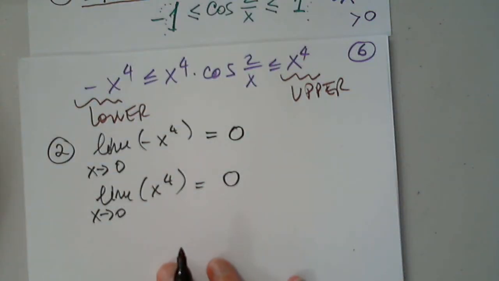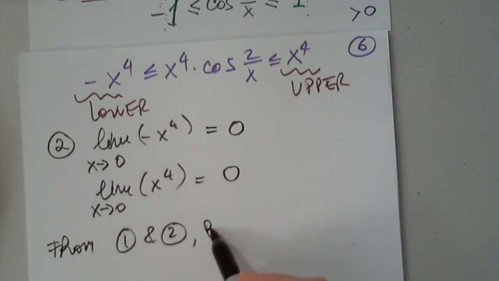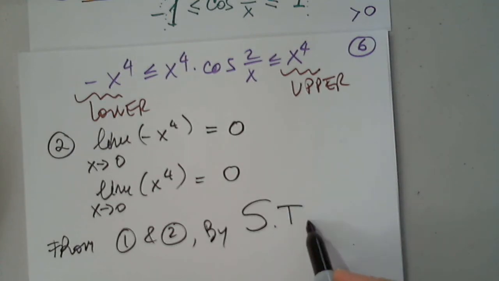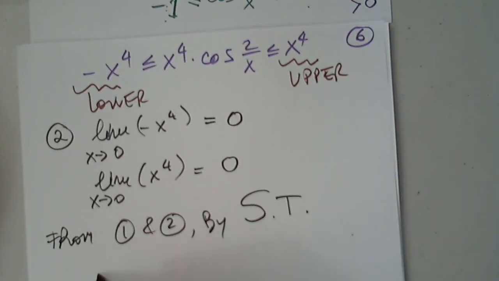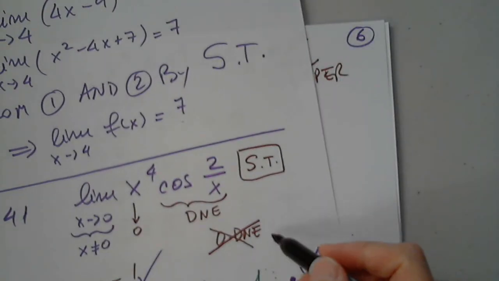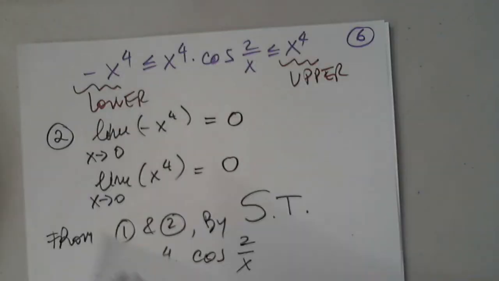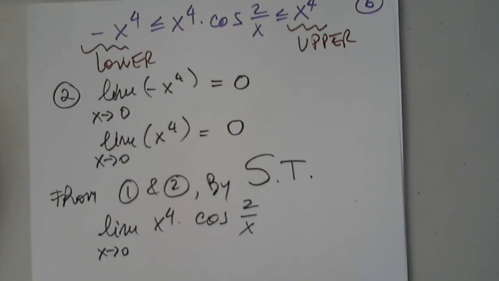So then I will have to write this last sentence. Everything has to be presented like this, step by step, everything. So from 1 and 2, by the Squeeze theorem, we conclude the limit of x to the fourth cosine 2 over x as x approaches 0. And you can say, see, I told you. You're going to get 0 from the beginning. No, no, no. So what is this limit then? By the Squeeze theorem, 0. 0 indeed.